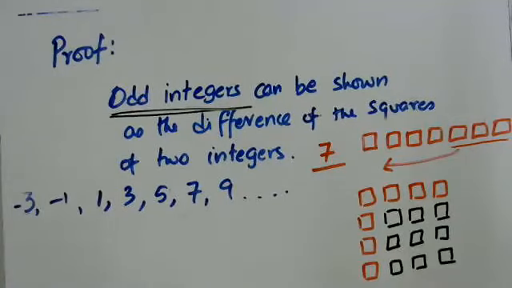How does this give you the proof that all odd integers can therefore be shown as the difference of squares of two other integers? Which two integers are now staring at you in the face? Not directly, but as part of the diagram.